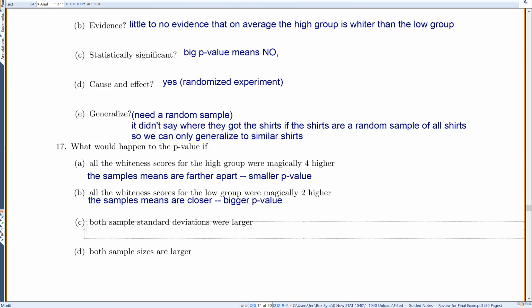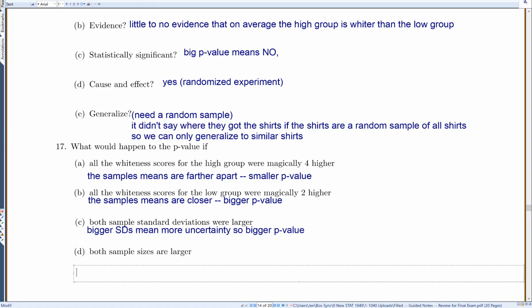If both of your sample variations were larger, well, bigger SDs mean more uncertainty. So bigger p-values. You can't be as sure of something if you have just more standard deviation. And finally, if both of our sample sizes are larger, we know no matter what we're doing, bigger sample sizes mean smaller p-values.